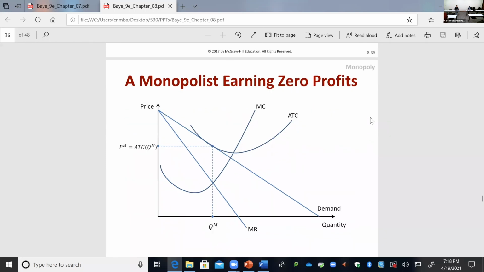Okay, now in the long run, a monopoly in certain cases might earn zero profit, but it need not. If it was earning zero profit, this will be the situation. Most monopolies earn positive profits in the long run.